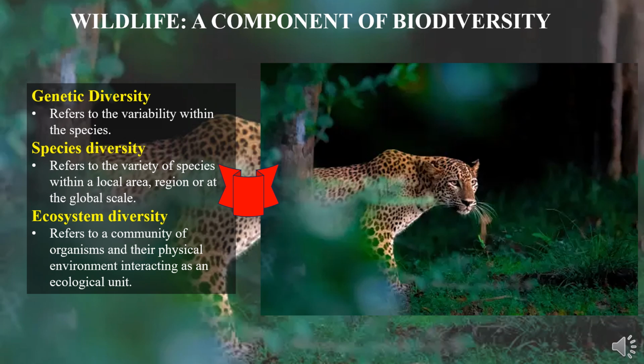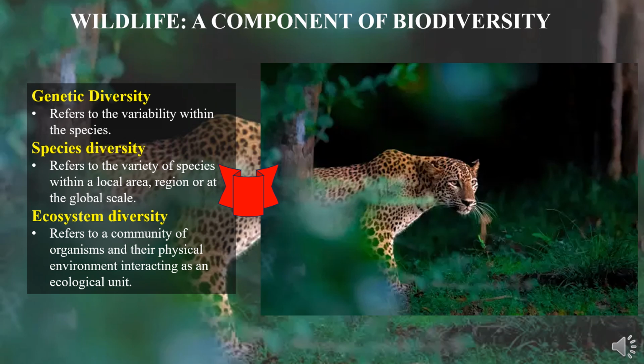Biodiversity is divided into 3 hierarchical categories: genes, species, and ecosystems, that is, genetic diversity, species diversity, and ecosystem diversity. Genetic diversity refers to the variability within the species. This diversity can be measured by the variation in genes within an individual species, population, variety, subspecies, or breed.